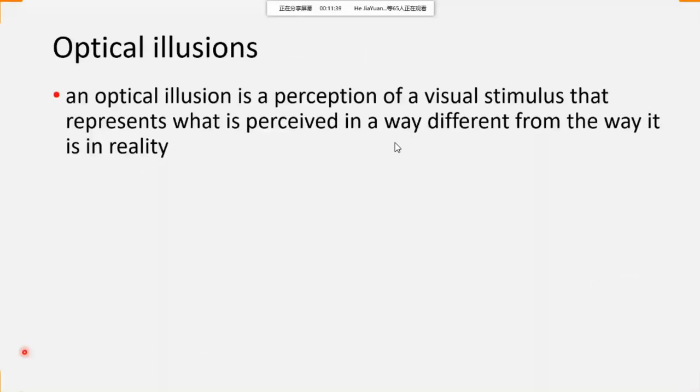So what are optical illusions? An optical illusion is a perception of a visual stimulus that represents what is perceived in a way different from the way it is in reality. So we have a different impression, an impression that is not the same as what's really going on out there in reality.